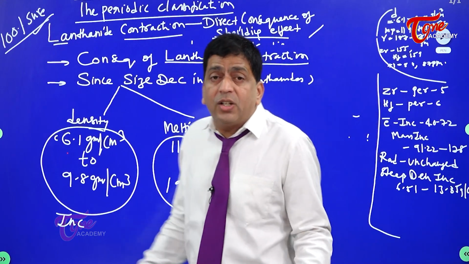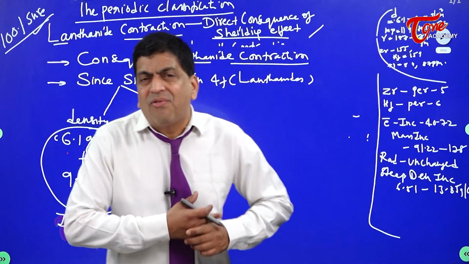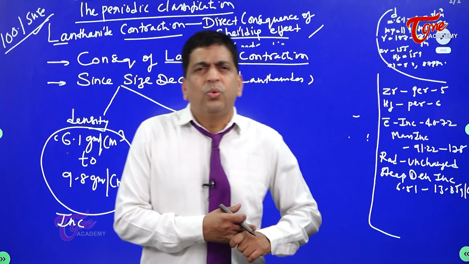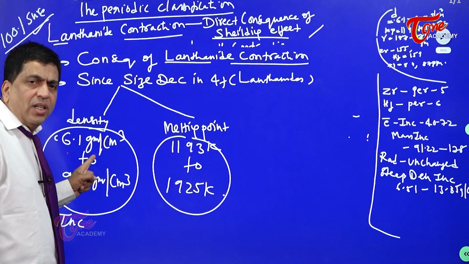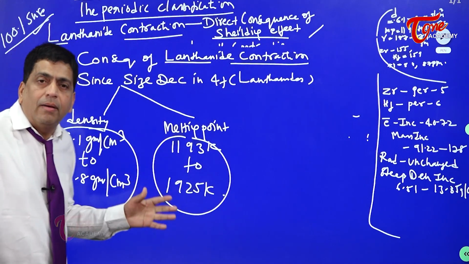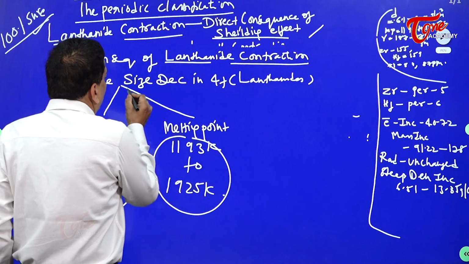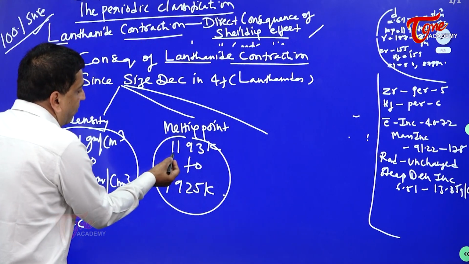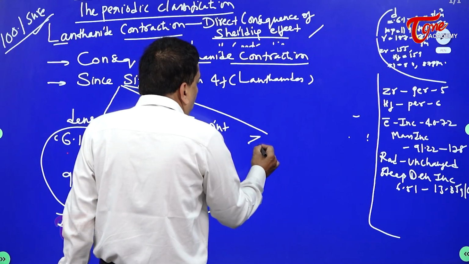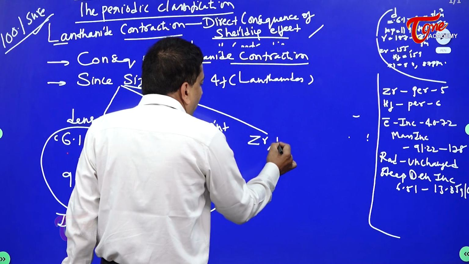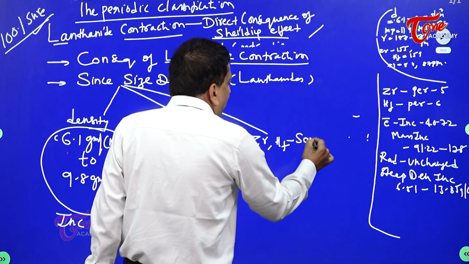You can't discount, man. Lanthanide contraction on an average is 0.2 angstrom units. Oh, too less. Discount it off. Why are you making a big issue? Well, I make it a big issue for the simple reason. Look into the densities that vary in lanthanides, 6 to 9. Considerable. And the third consequence, after the melting points that vary from 1193 Kelvin to 1925, is that zirconium and hafnium have the same radii.